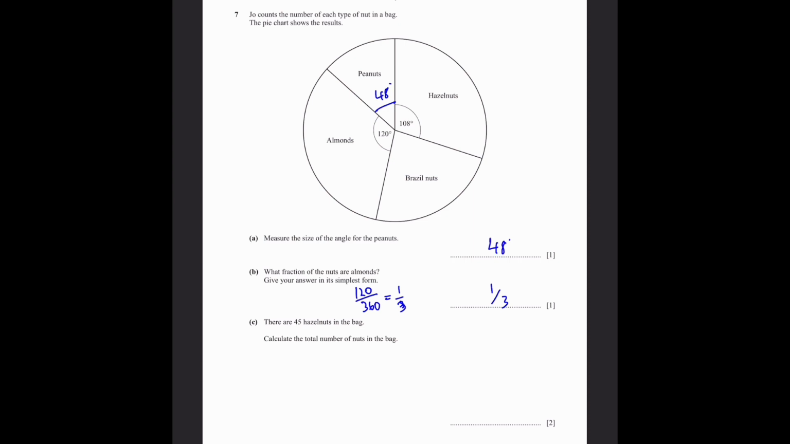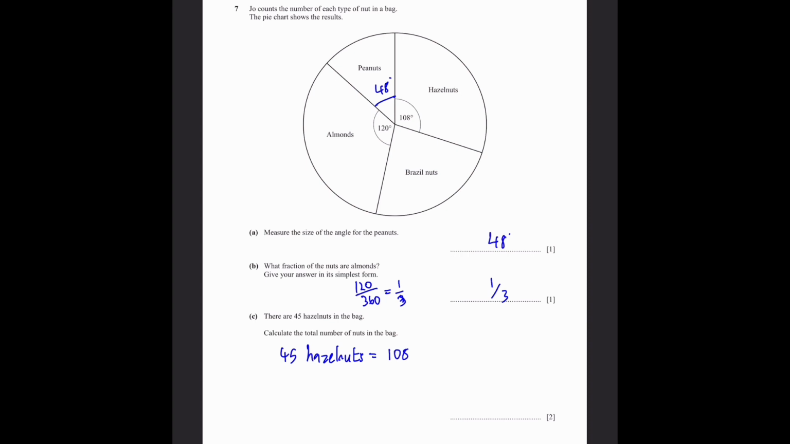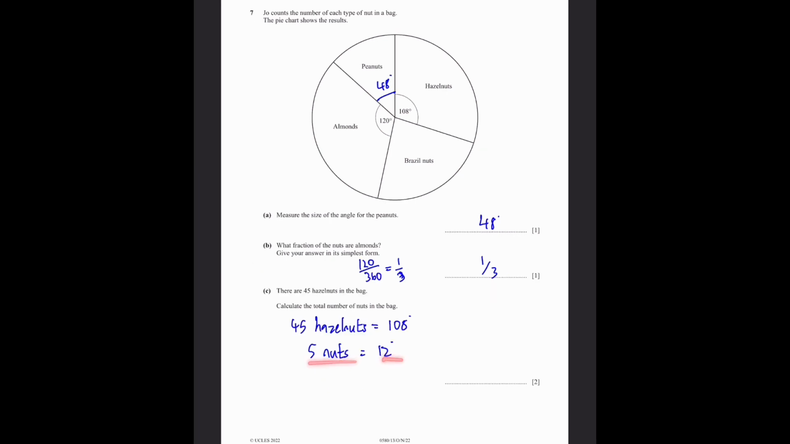C. There are 45 hazelnuts in the bag. Calculate the total number of nuts in the bag. So 45 hazelnuts is equal to 108 degrees. So we can simplify this by dividing by 9. 5 nuts is equal to 12 degrees. So if 5 nuts is equal to 12 degrees, then 1 degree is equal to 5 by 12 nuts, and 360 degrees will be equal to 5 by 12 into 360. We can cancel out. This will be 30 here, and that'll make 150 nuts. And that's the answer. Question 8.